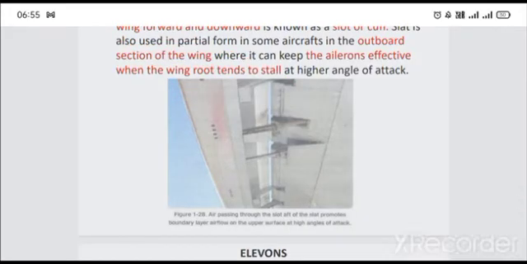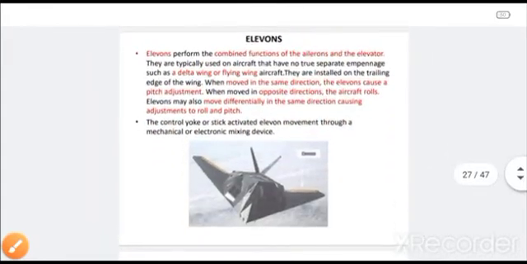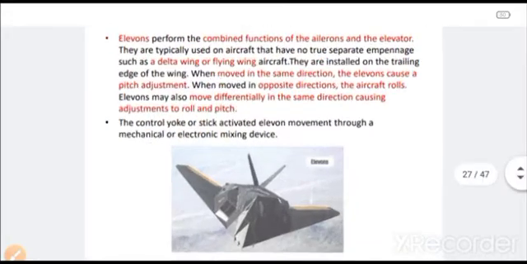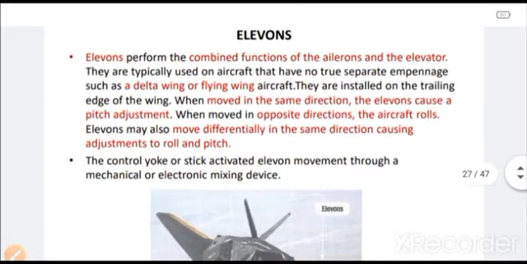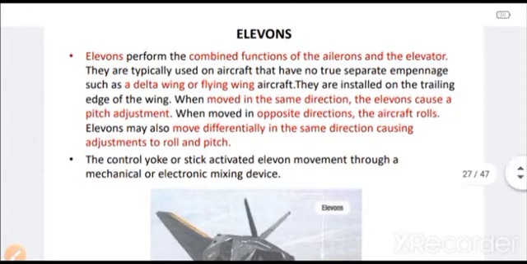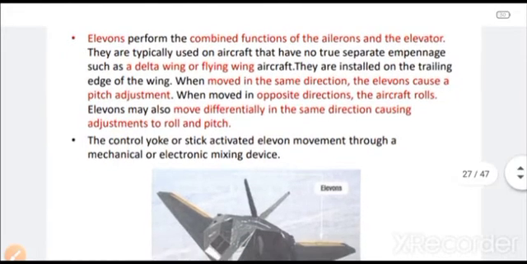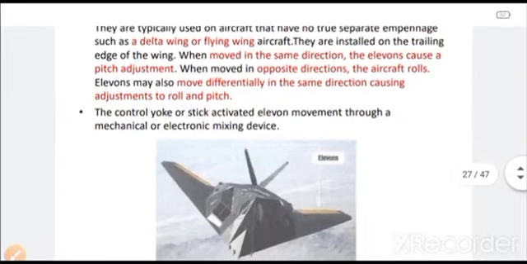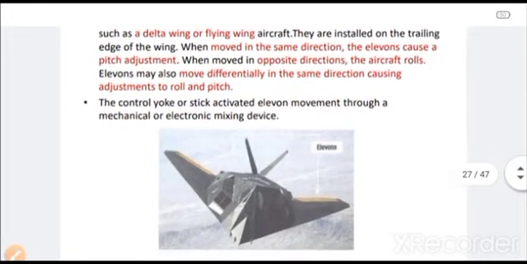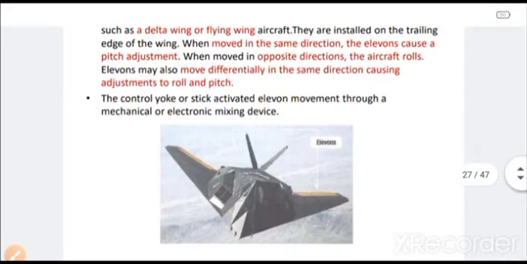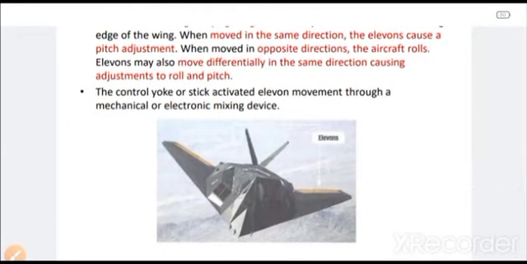Now next we have ELEVONS. Just like we have studied about flaperons, in the same way you have ELEVONS, which perform the combined functions of the ailerons and the elevators. They are typically used on aircraft that have no true separate empennage, such as a delta wing or flying wing aircraft, and they are normally not used in civil transport aircraft. They are installed on the trailing edge of the wing, and when they move in the same direction, the ELEVONS cause a pitch adjustment, as well as a roll adjustment as and when required.